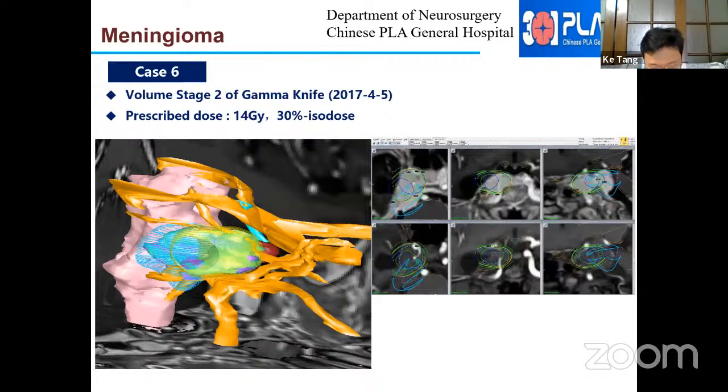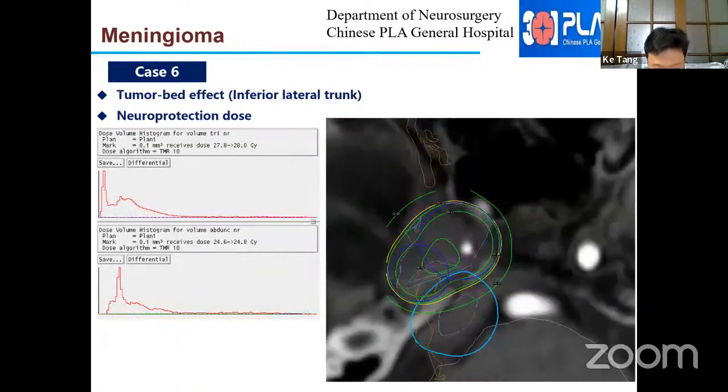Volume stage 2. Prescribed dose was 14 gray, 30% isodose line. The dose focused on the anterior part of the lesion. We also made dose protection for the cranial nerves. To achieve tumor bed effects, we set high dose on the inferolateral trunk of the internal carotid artery, the supplying artery of the lateral wall of the cavernous sinus.